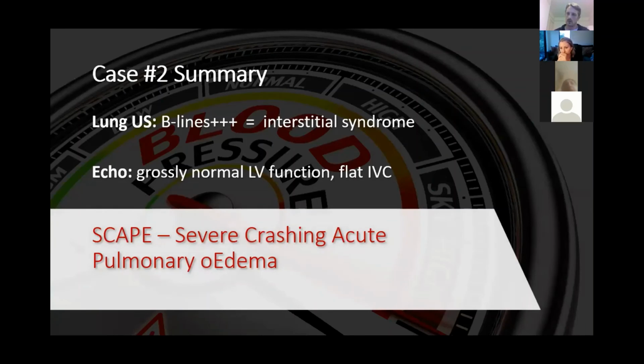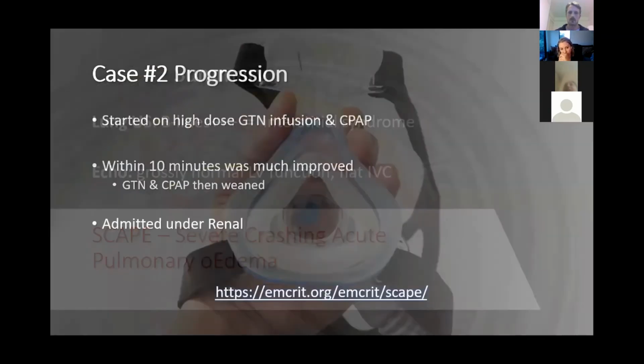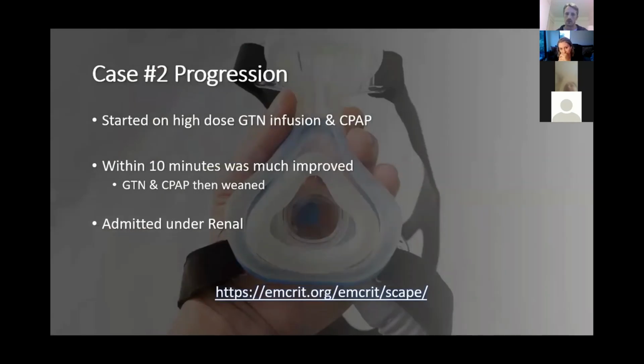So we treated this as a severe crashing acute pulmonary edema, American spelling, sorry. We thought this was pulmonary edema secondary to her severe hypertension. So we started high dose GTN and we started CPAP, and very quickly she'd settled. Within 10 minutes or so she'd settled, and we started to wean both of those.